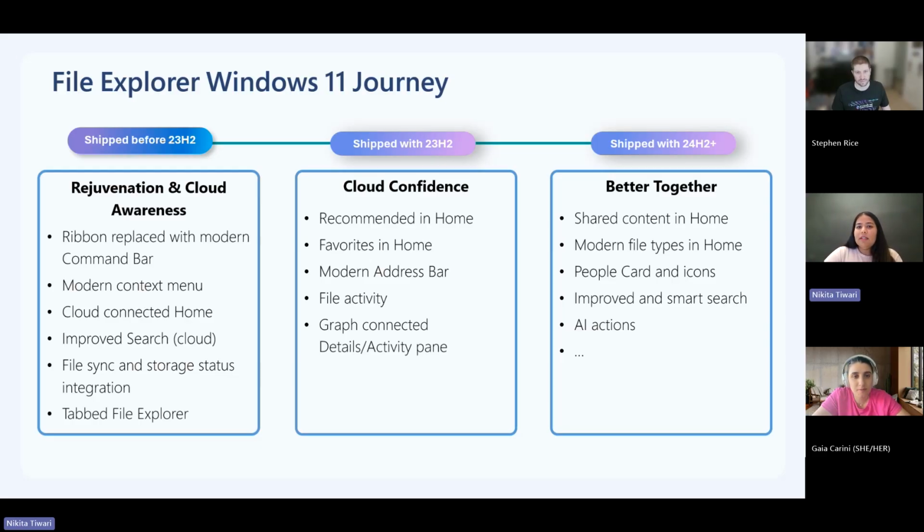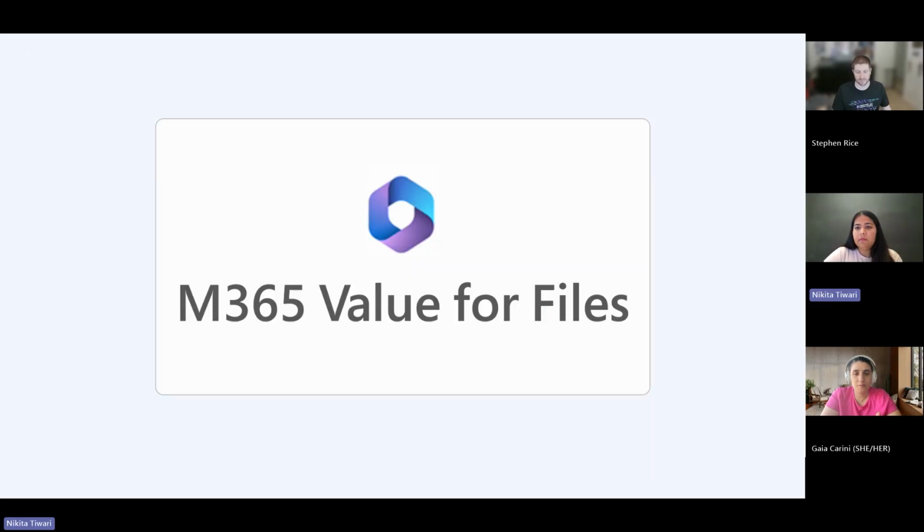With 23H2, we dived into building more cloud confidence for users as they access their files in File Explorer. So we introduced recommended, a modernized address bar, and graph connected activity across the home page and also in the details pane. And then really coming together on how we make Windows and M365 better together. So we introduced shared content, some of the newer file types that you might use, Loop, Power BI, right here from the homepage in File Explorer, people experience, improved and smart search, AI actions, and a lot more. So let's dive into some of these specific features today.